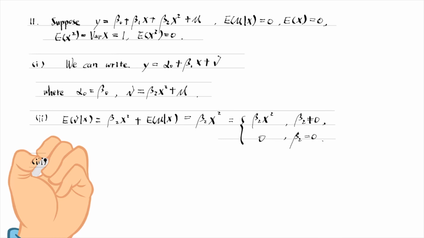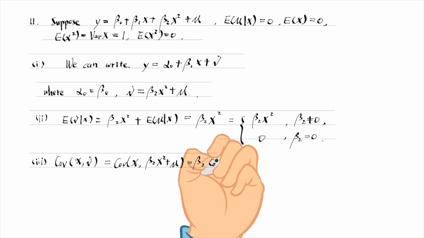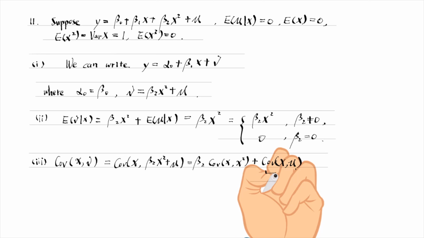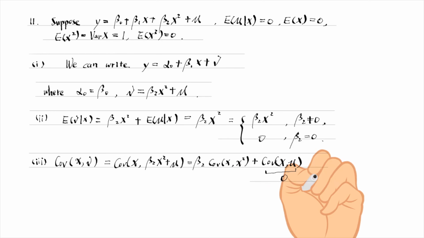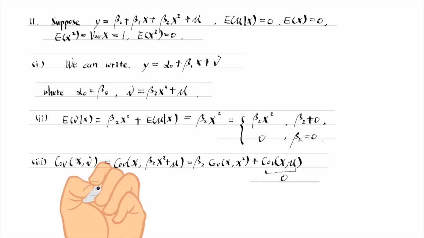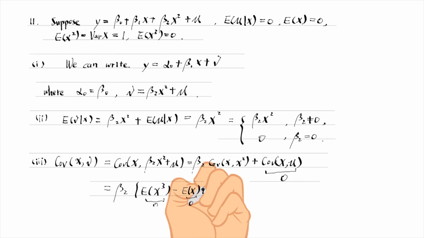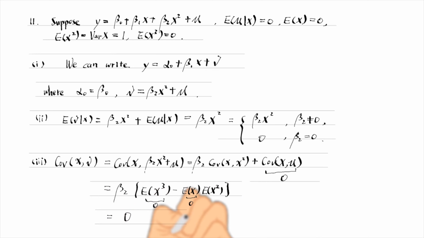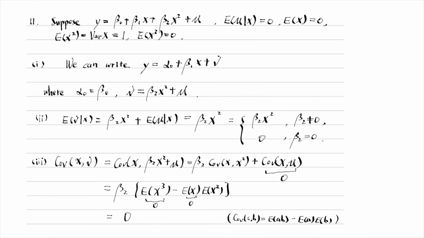For the third part, the covariance between x and nu can be written out into two terms. Both of them are 0. The second term is 0 because of the zero conditional mean assumption. The first term can be written out using the covariance formula. It is also 0. The covariance formula is as follows. So the covariance between x and nu is 0.